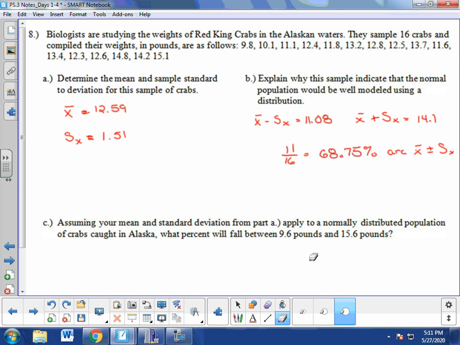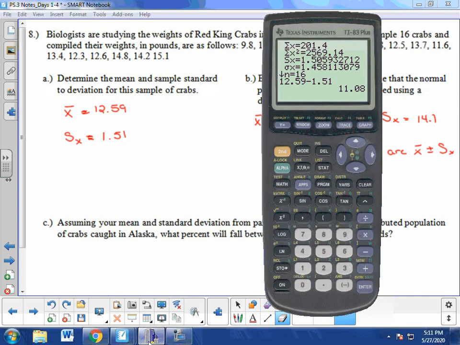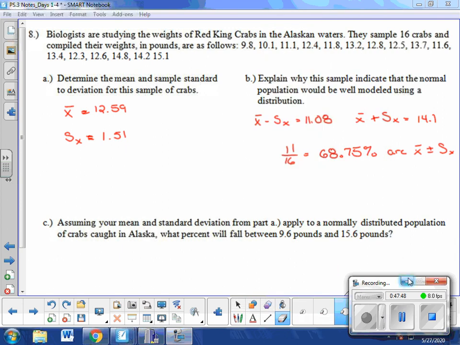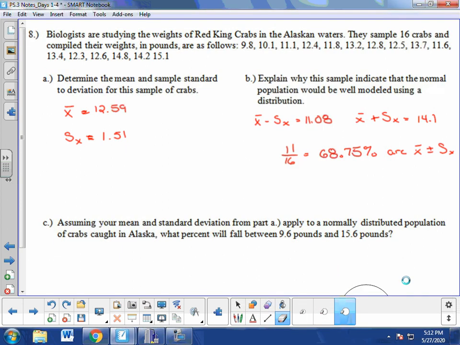So in C it says, assuming your mean and standard deviation from part A apply to a normally distributed population of crabs caught in Alaska, what percent will fall between 9.6 pounds and 15.6 pounds? So go ahead and pause the video here. This is similar to some problems that we've done. Go ahead and pause the video and see if you can figure out the answer to part C.